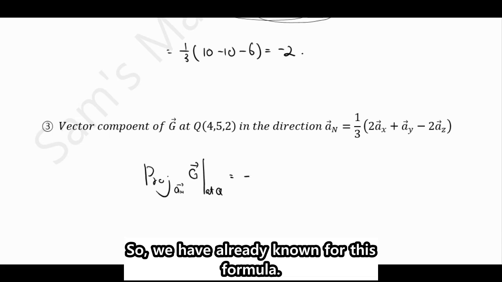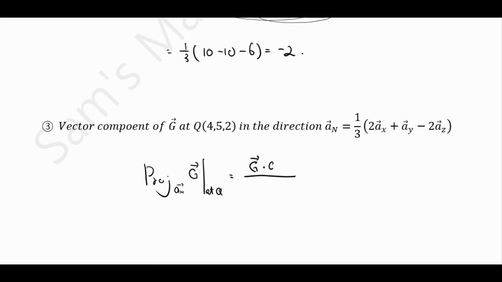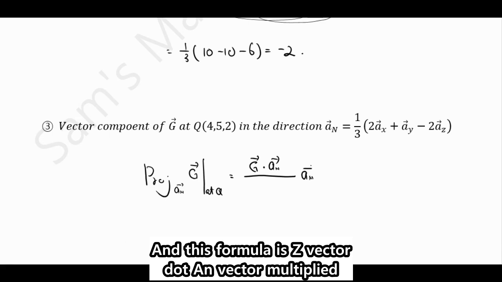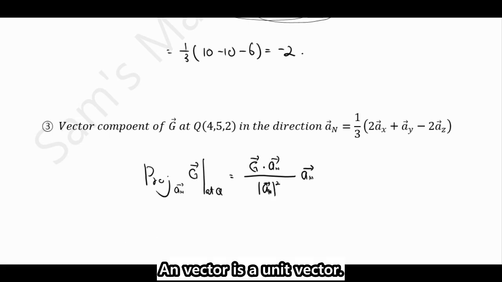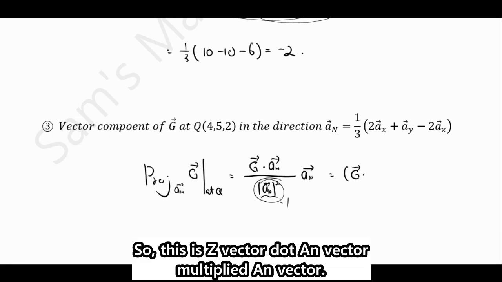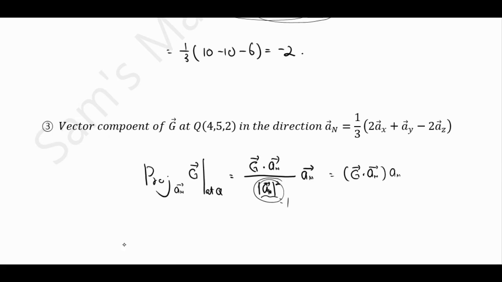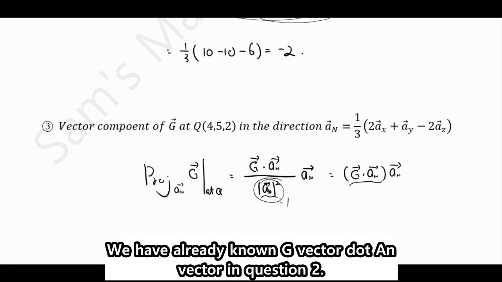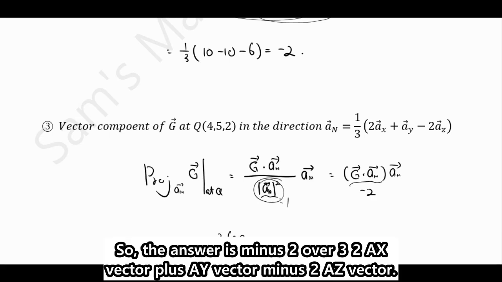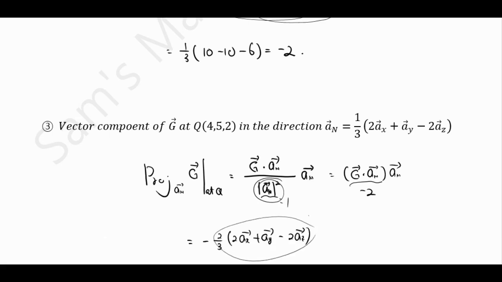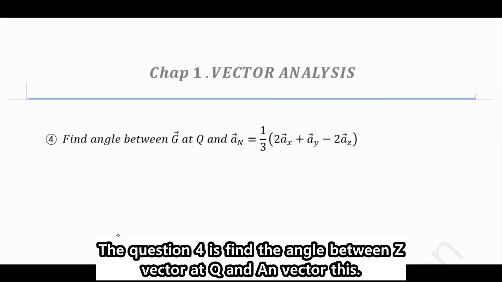We have already known this formula: G vector dot a_N vector multiplied by a_N vector over the magnitude of a_N vector squared. a_N vector is a unit vector, so this denominator is 1. So this is G vector dot a_N vector multiplied by a_N vector. We already know G vector dot a_N vector from question 2. This is minus 2, so the answer is minus 2 over 3 times 2a_x vector plus a_y vector minus 2a_z vector. This is the answer.